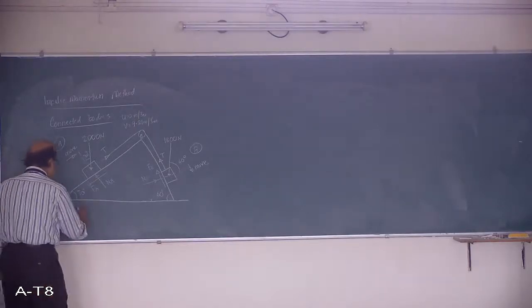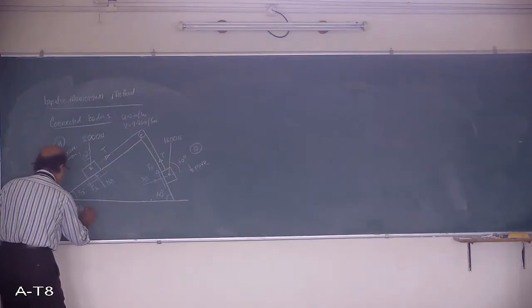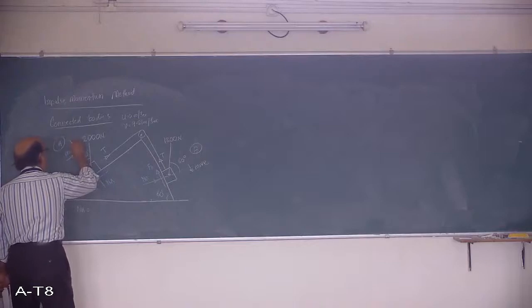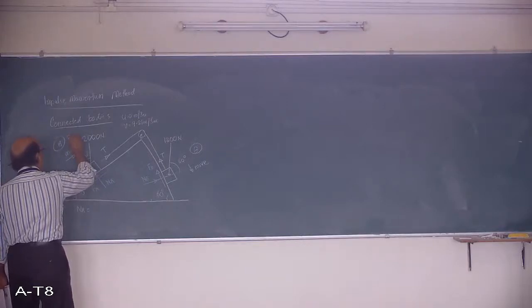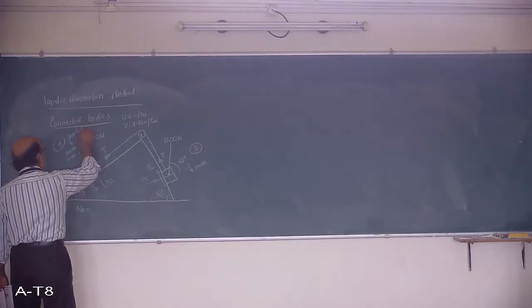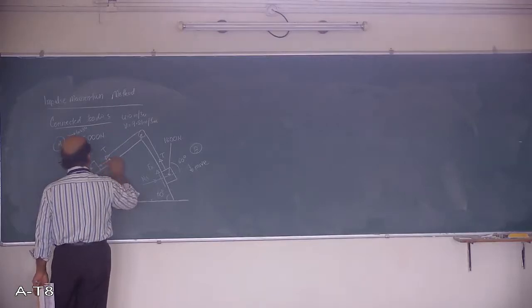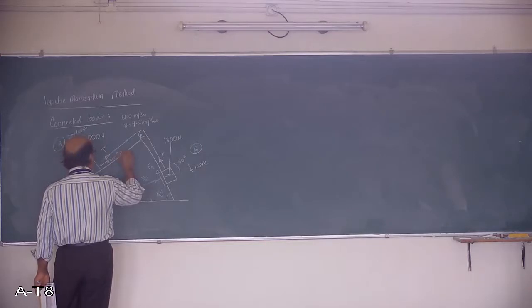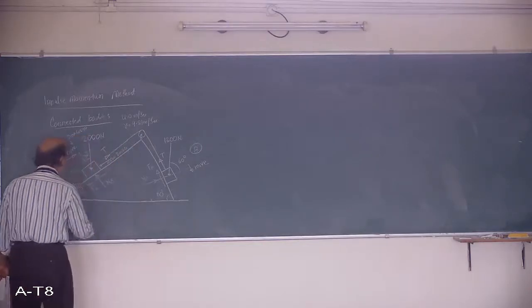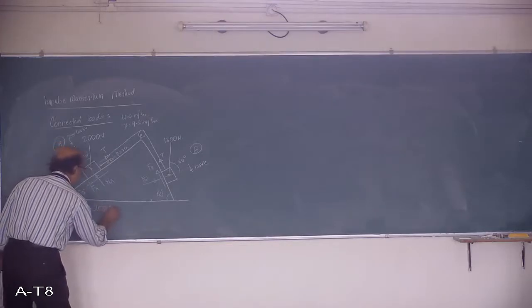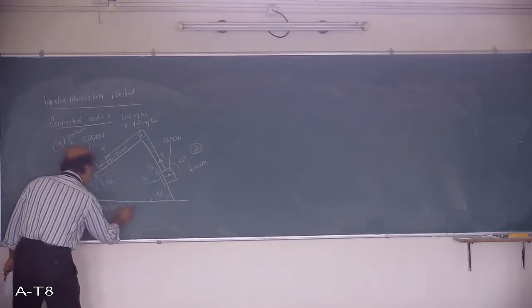Now I need to work out what is Na for block A. The component in this direction will be 2000 cos 30, and the component in this direction is 2000 sin 30. Na is equal to 2000 cos 30.